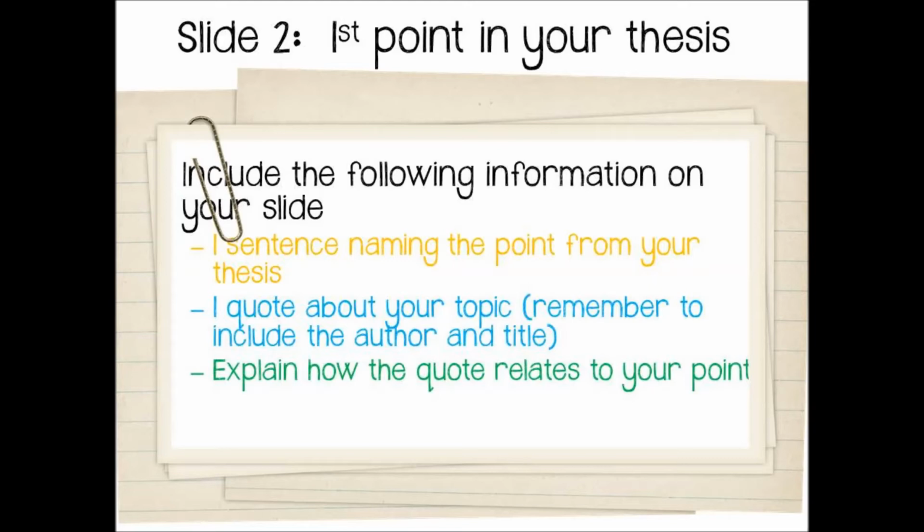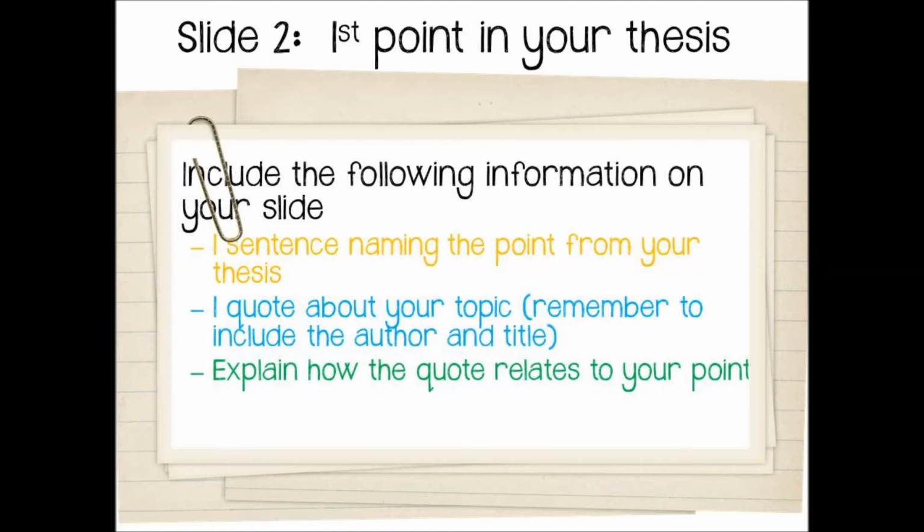Once you do the introduction slide, you're going to make 3 body slides, one to support each point of your thesis. And the points are going to be related to the values of the Puritans. So those values are piety, courage, and industry. So what you do on your body slides is you pick a point from your thesis. So you'll have a slide on piety, you'll have a second slide on courage, and you'll have a third slide on industry.